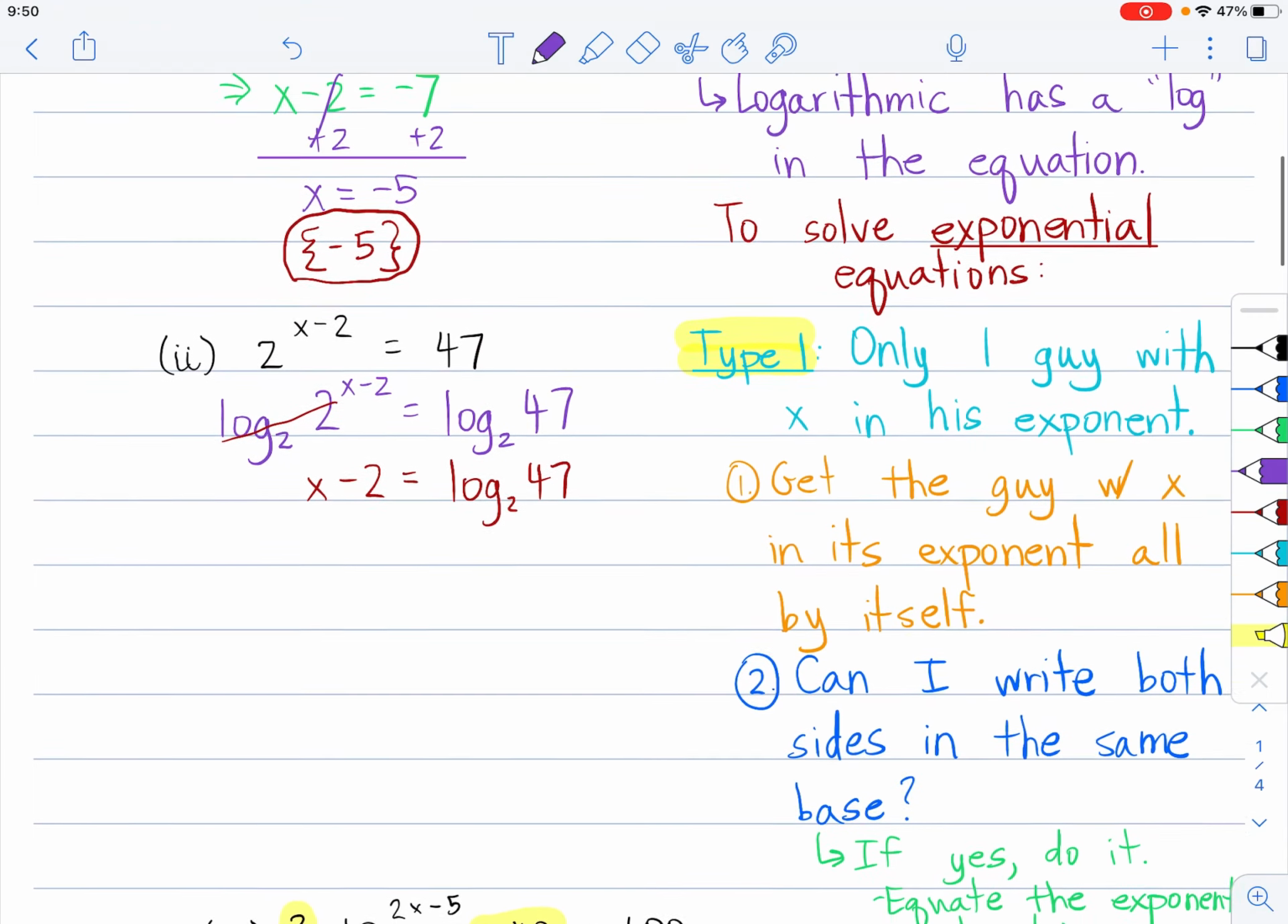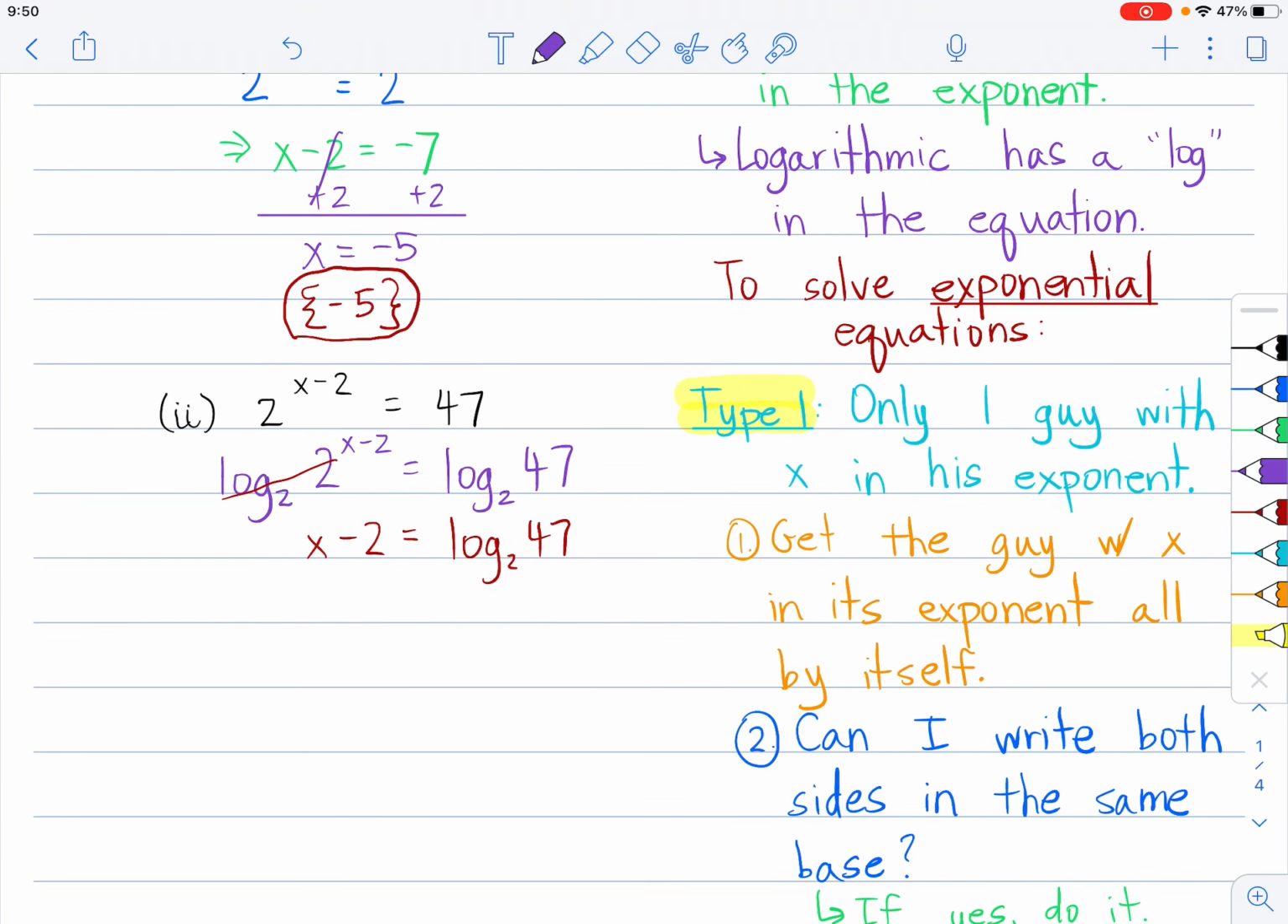Okay, so next I'm going to plus 2, plus 2. Side note, plus 2 outside cannot magically move inside of a logarithm. And so x is equal to log base 2 of 47 plus 2. And this is our exact answer. I just put the parentheses on 47 to show you that the plus 2 is not inside of there.